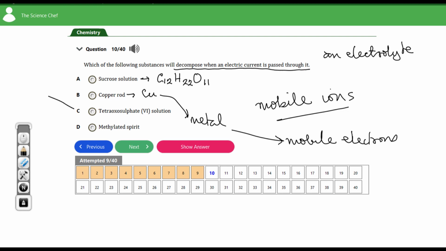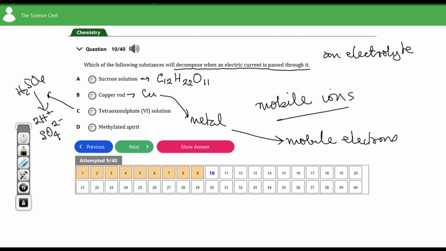Now tetraoxosulfate VI solution, that is H2SO4. Yes, even though it contains non-metals, in solution, it will ionize to give us hydrogen ions and tetraoxosulfate VI ions, which are responsible for its ability to conduct electricity in solution. But let's look at the next one before we conclude.